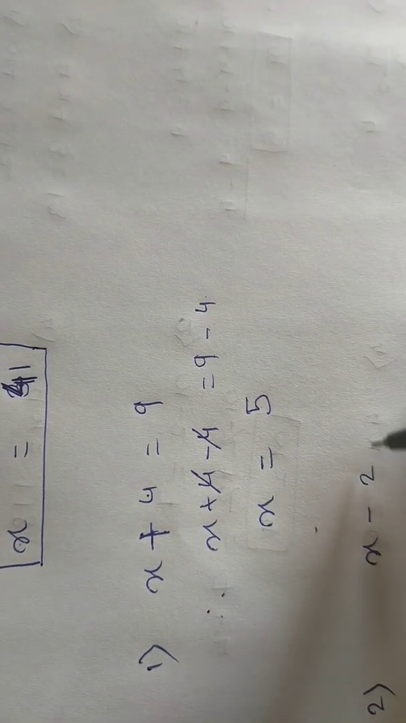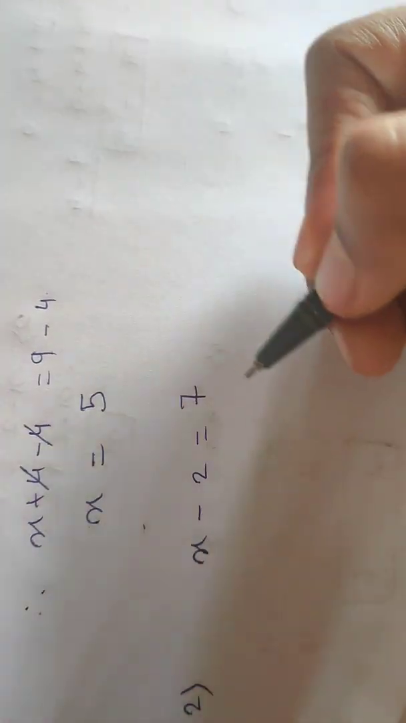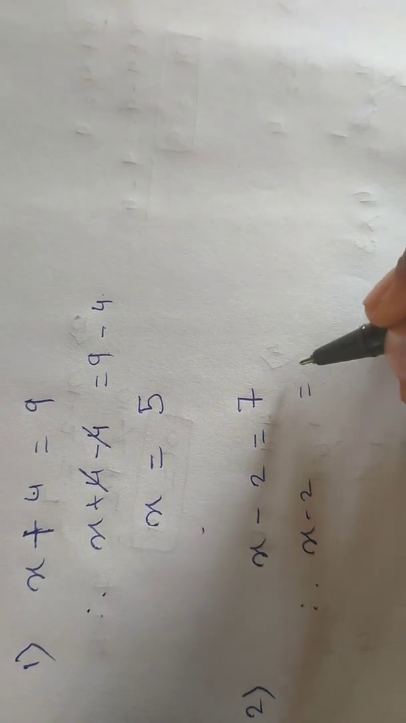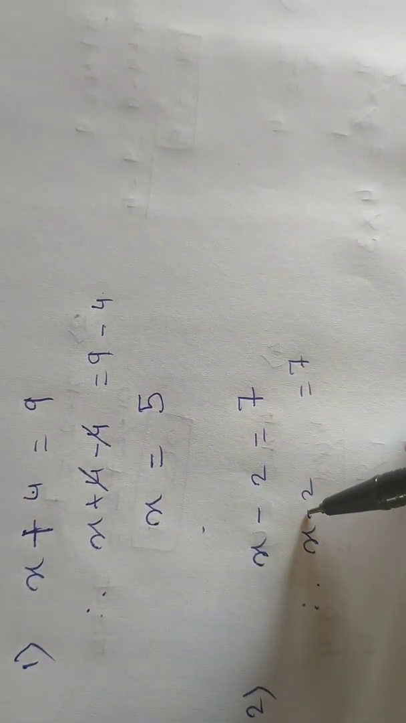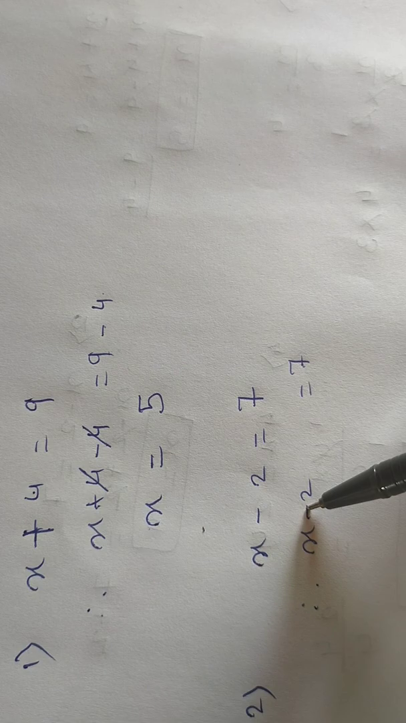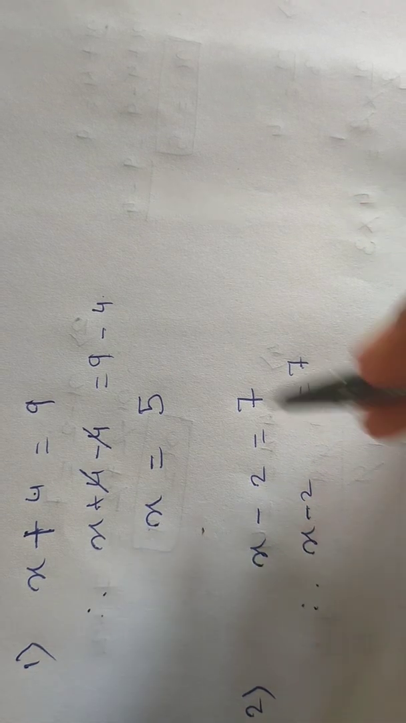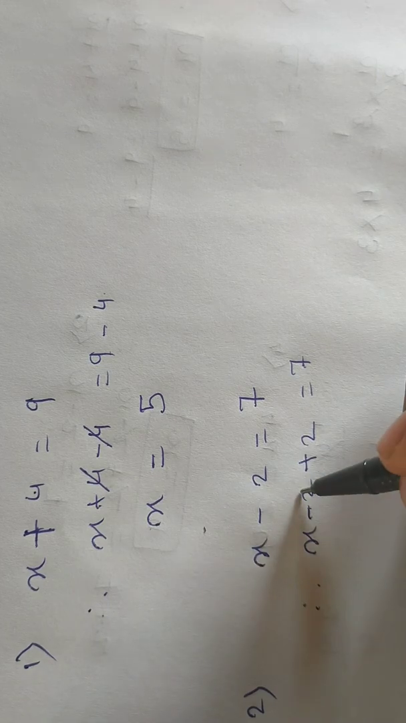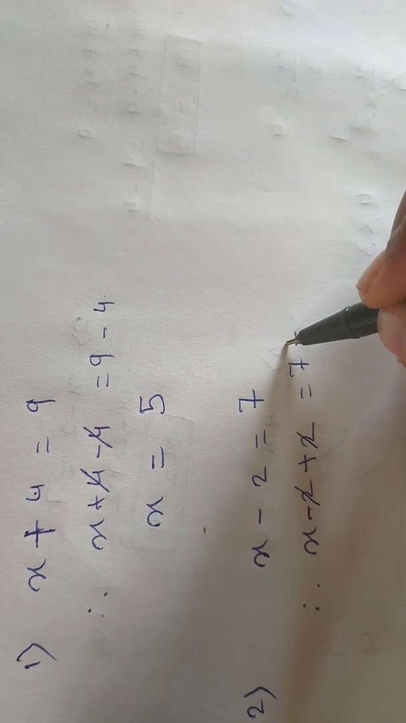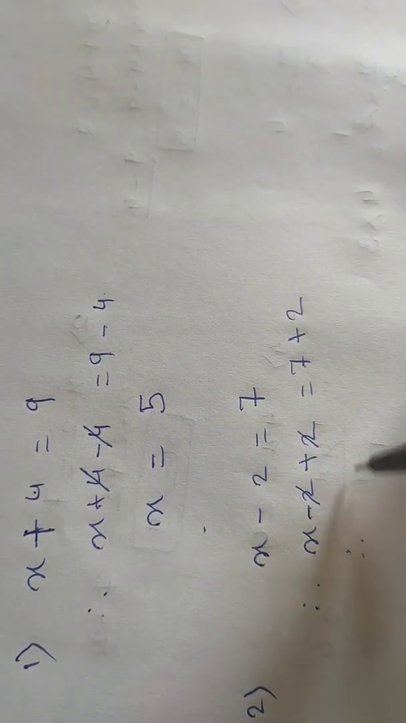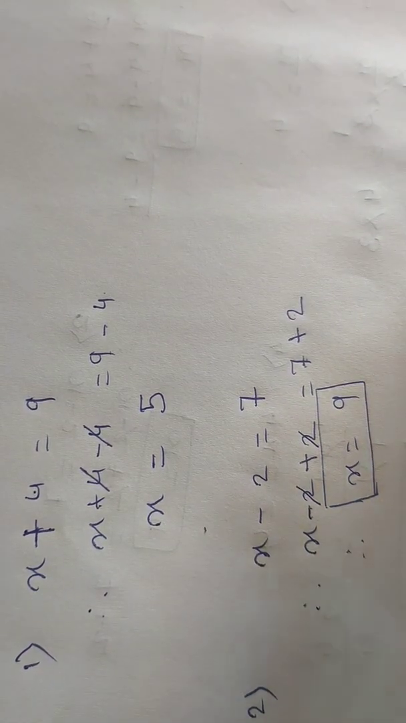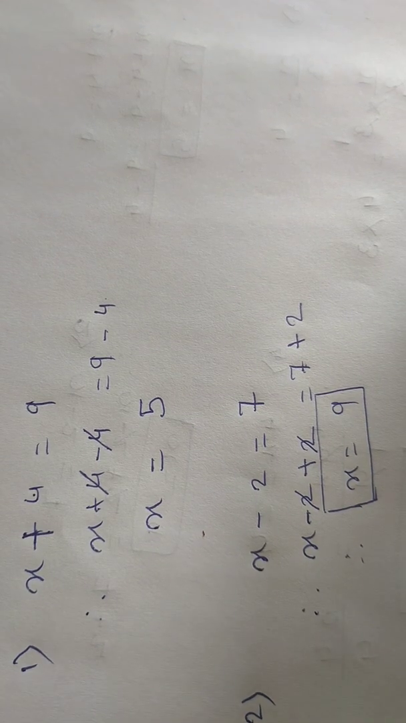X minus 2 is equal to 7. Therefore, x minus 2 remains the same, and 7 also remains the same. We have a minus sign here, and here we have plus. Now we have minus 2. So, when are we going to remove that minus 2? If you add 2, then minus 2 and plus 2 will become 0. So, if you are using plus 2 here, we have to use plus 2 here also. Therefore, x is equal to 7 plus 2, 9. Answer is 9. Third example.